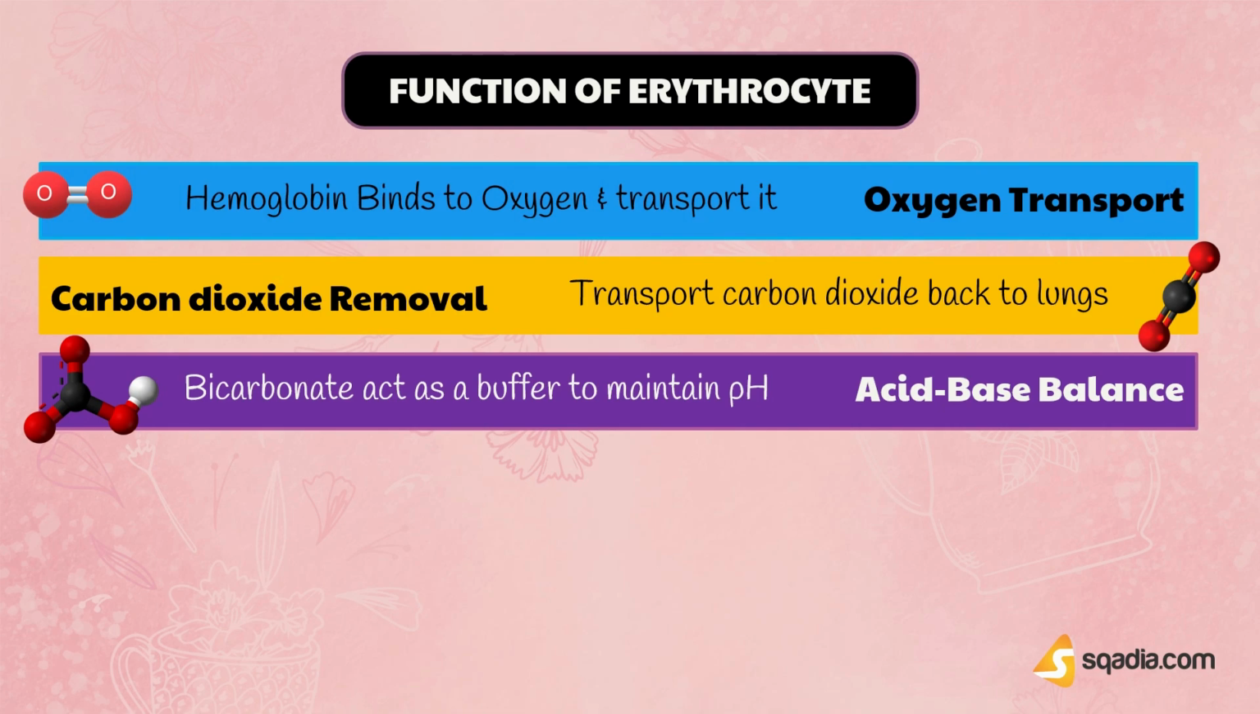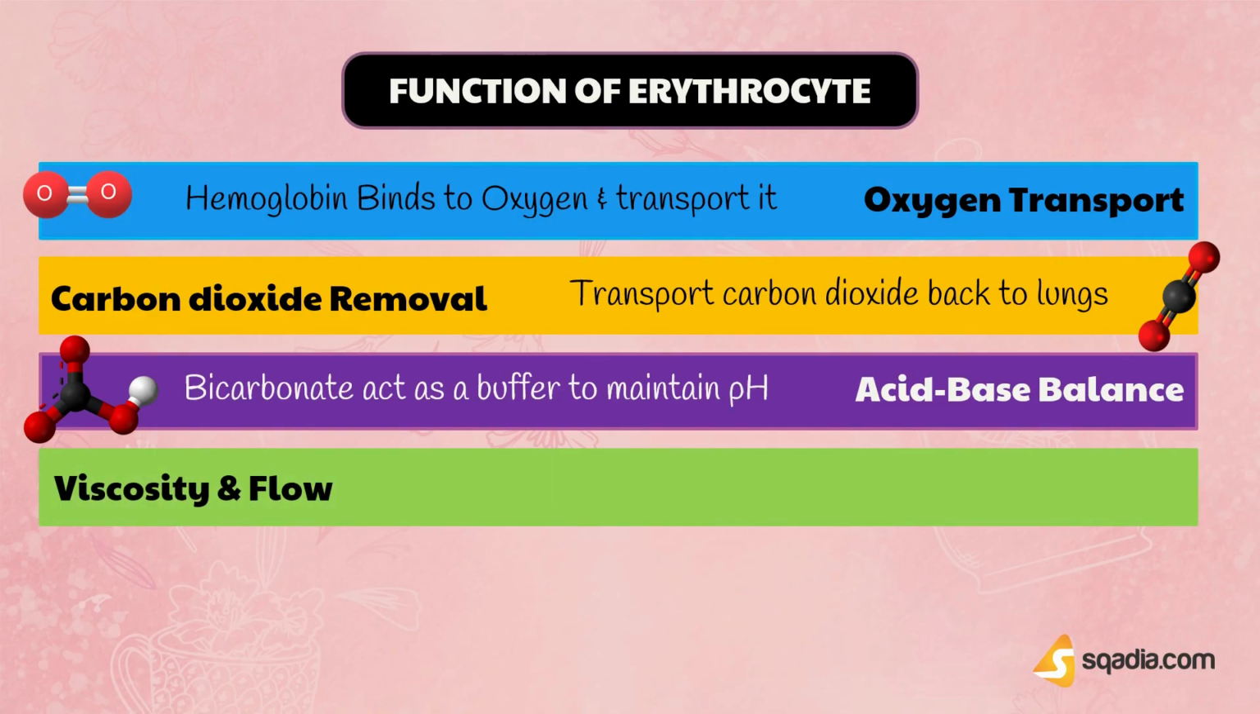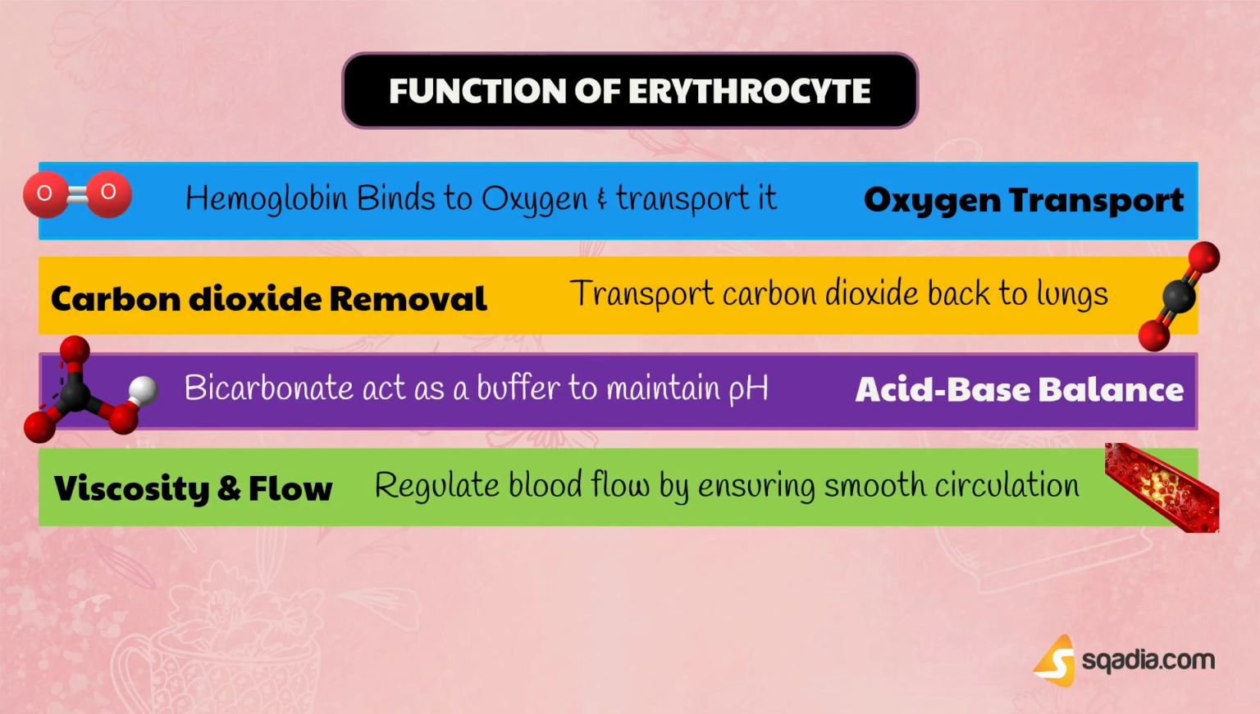Blood viscosity and flow are also affected greatly by red blood cells, as they are an essential part of the blood components. Erythrocytes contribute to the viscosity, or thickness, of blood. Their sheer number and small size help regulate blood flow by ensuring smooth circulation through the blood vessels. They also play a role in maintaining optimal blood pressure.